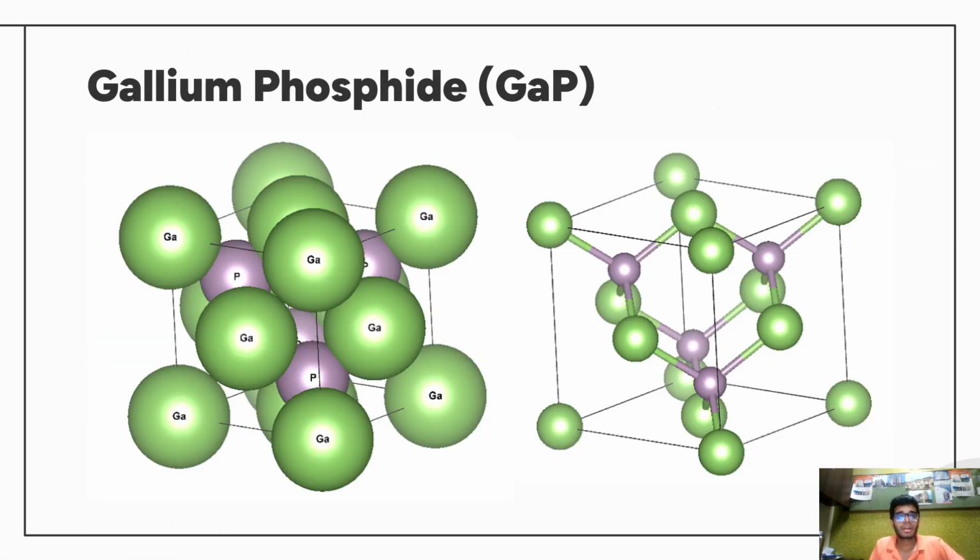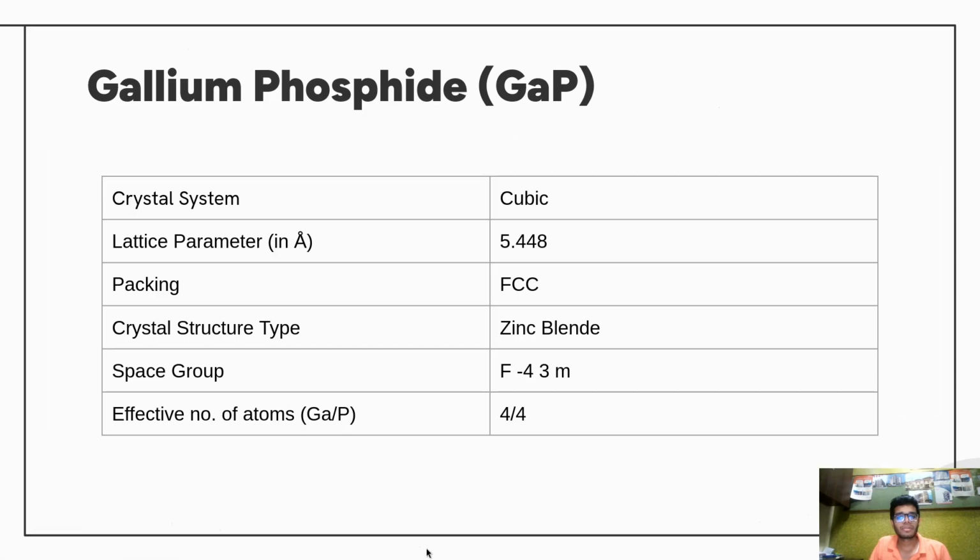Next up is gallium phosphide. Gallium phosphide has a zinc blende structure. The gallium cations make up the FCC, and the phosphide anions occupy alternate tetrahedral voids. So the effective number of atoms comes out to be 4 each, and the space group here is F4̄3m. Now how did I come up with this?